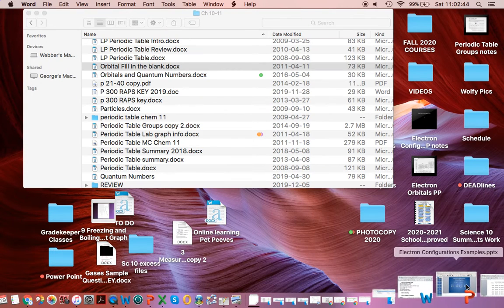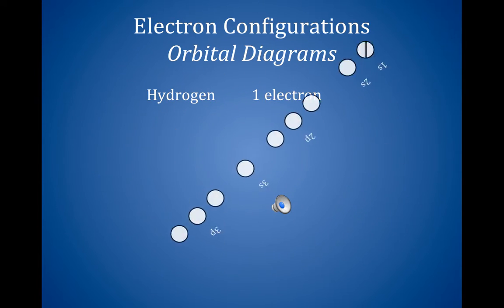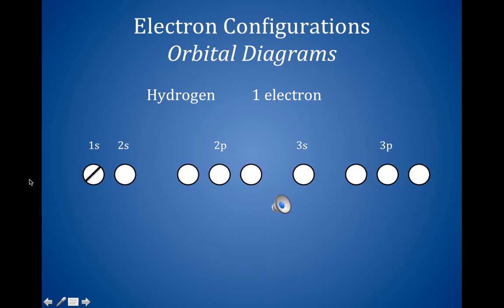Let's see what we got here. So our first one is hydrogen. You put one electron in the blank to the left, and what we have is a 1s orbital. It's the first one we fill. And we put a slash in like so. That's hydrogen's orbital diagram. And then you can write the 1s1 to the right of this on the sheet. It's saying there's one electron in the 1s orbital.